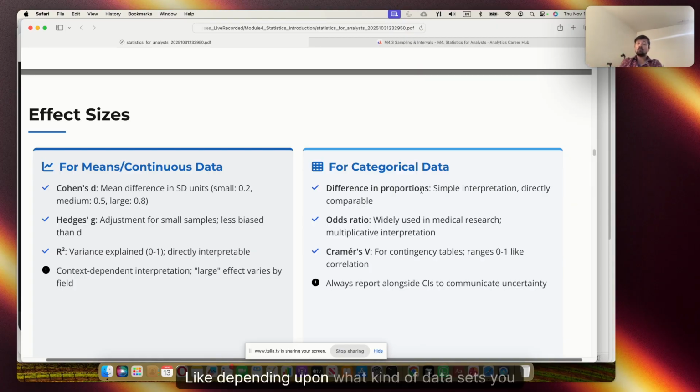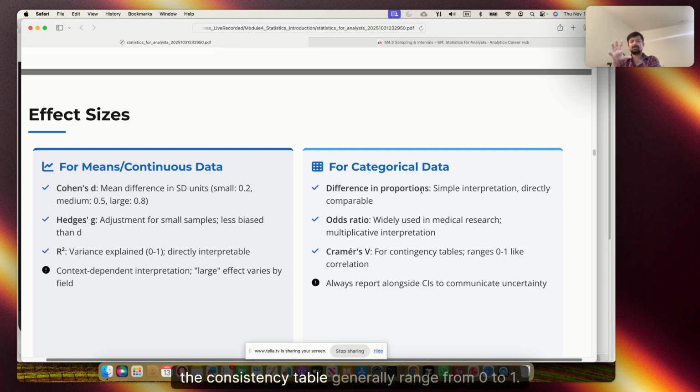Depending upon what kind of data sets you have, you will use certain things. You will use mean when you have continuous data, and you will use proportions when you have categorical data. Then you will compute the odds ratio. From the proportions, you can get the odds ratio, which is widely used in medical research, like log 2 fold change, log 3 fold change, log 4, 5 fold change, and then p values.